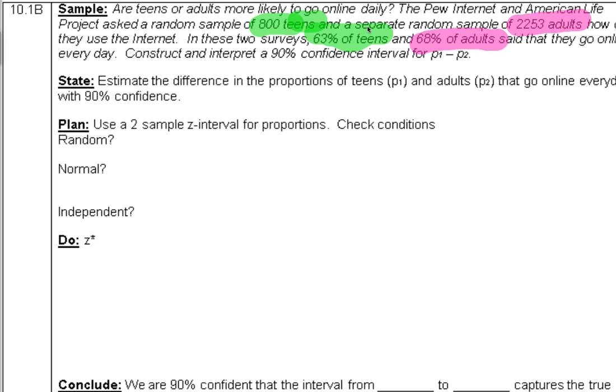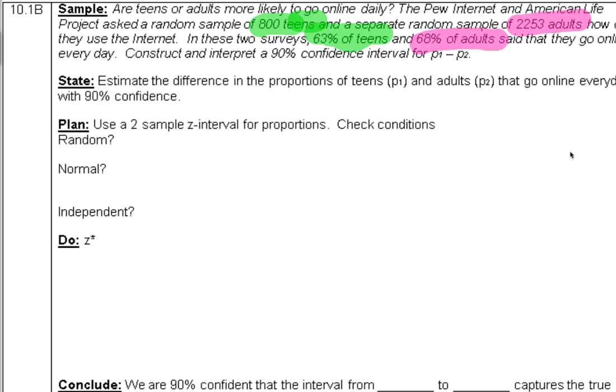And we can really decide that in our thing. And so that's something that we have to state. Estimate the difference in proportions of teens, which is going to be our P1, and adults, which is going to be our P2, that go online every day with 90% confidence.